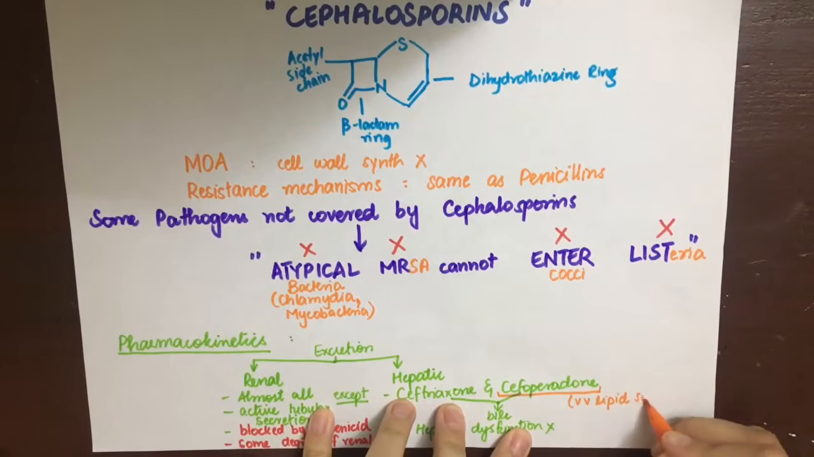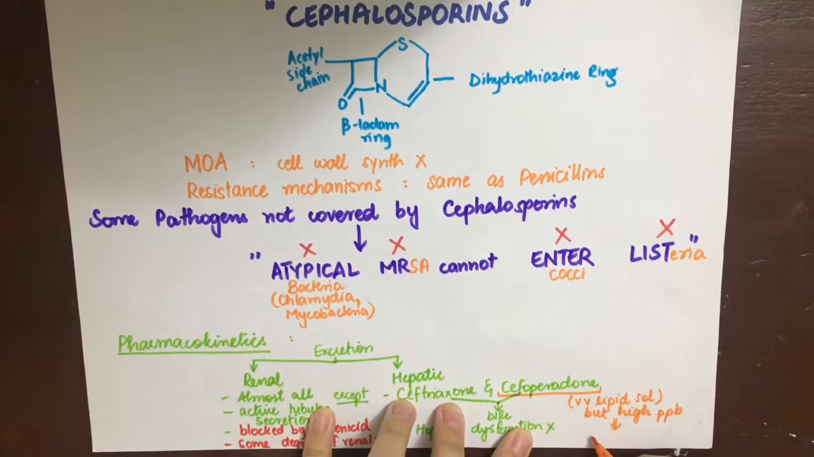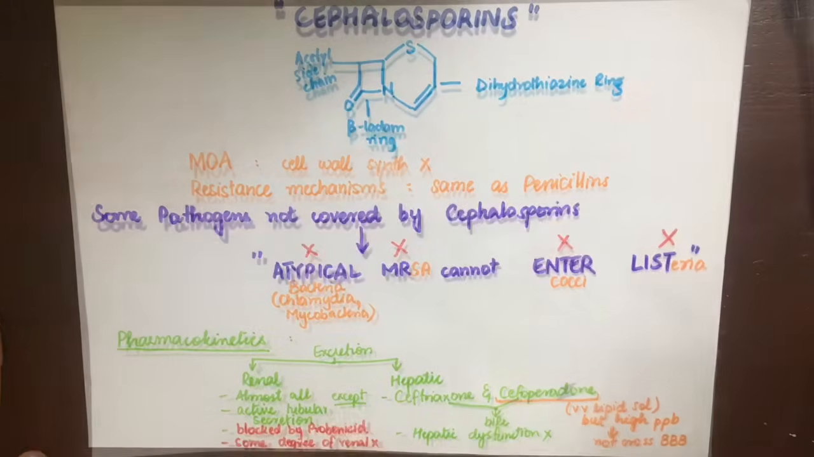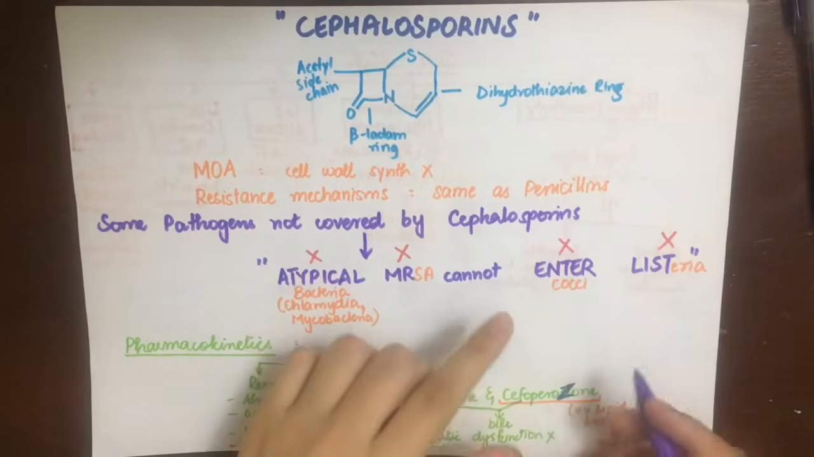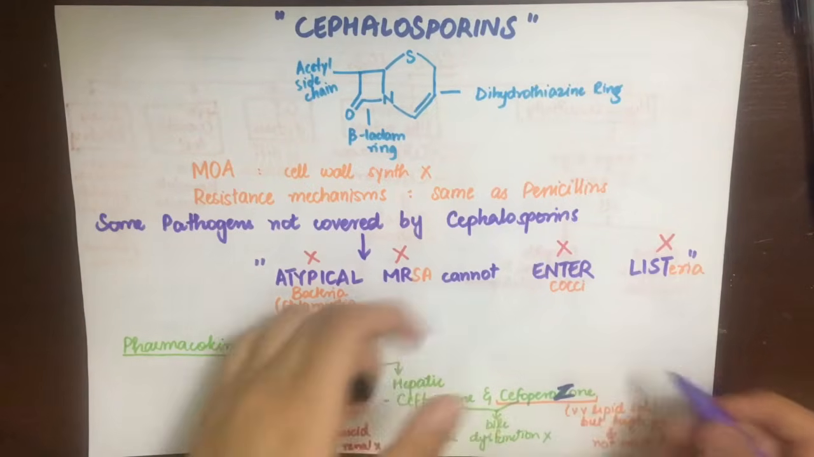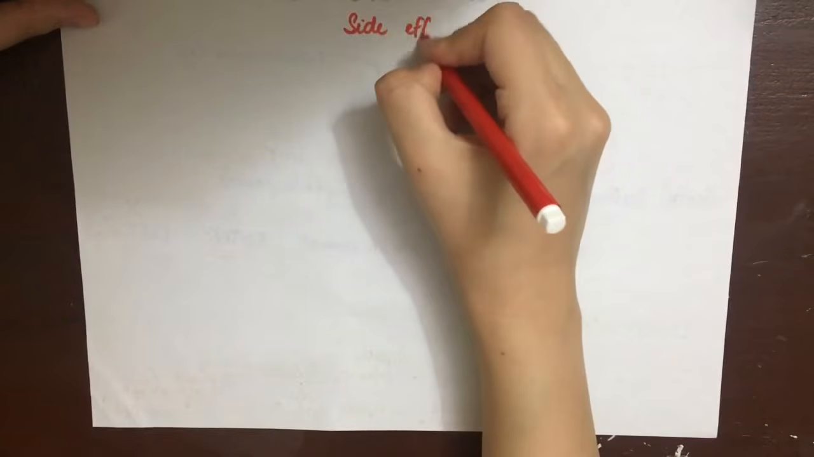As I said, ceftriaxone and cefoperazone are very lipid soluble. You might expect cefoperazone, and both of them actually, to cross the blood-brain barrier and help in meningitis cases, but that's not the case with cefoperazone. The reason is that it is very, very lipid soluble, so it will also have a very high plasma protein binding and thus a decreased free fraction that is available to cross the blood-brain barrier. So it cannot be used in the treatment of meningitis.